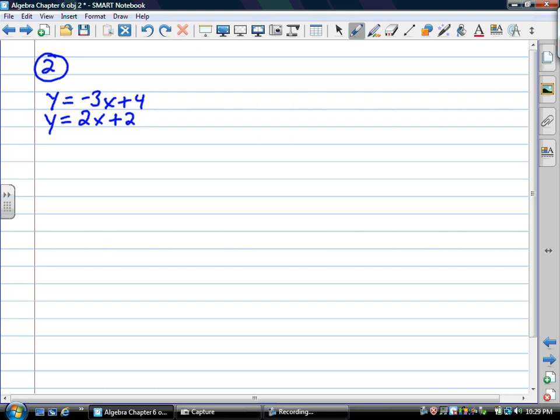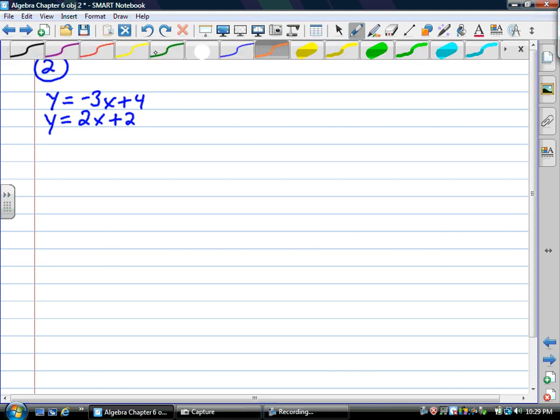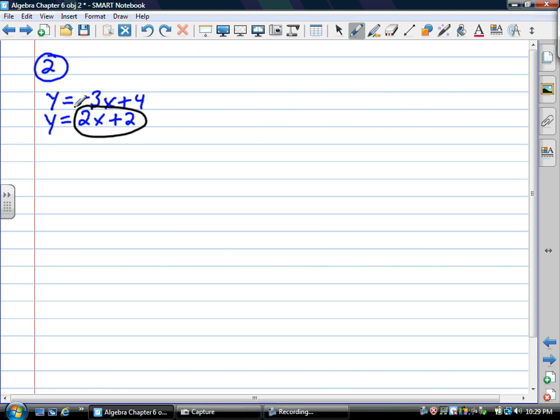Okay, so let's continue. Hopefully your first step was your substitution step. So you're going to replace y with 2x plus 2. Here's my resulting equation. 2x plus 2 is going to be equal to negative 3x plus 4.